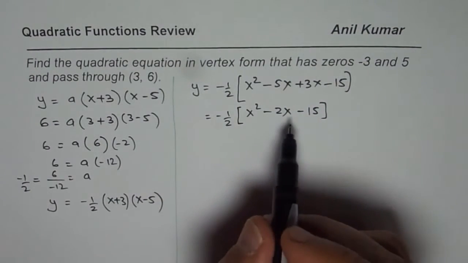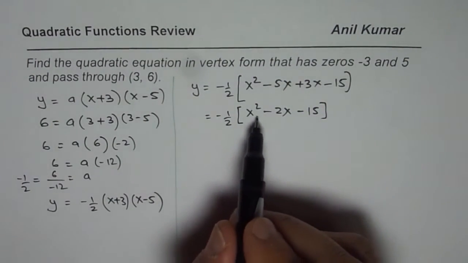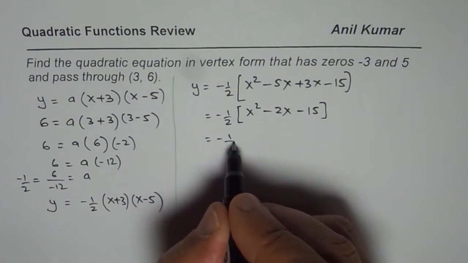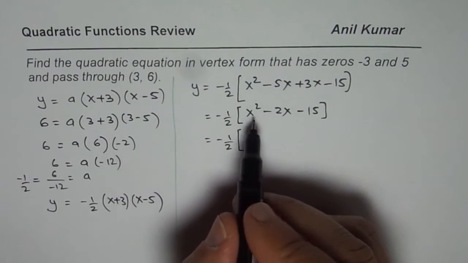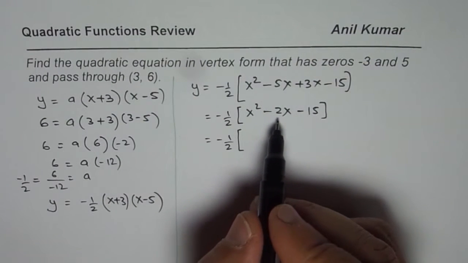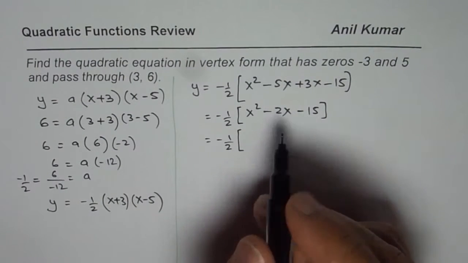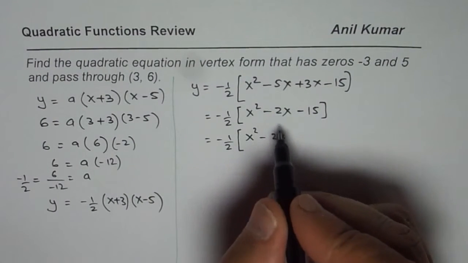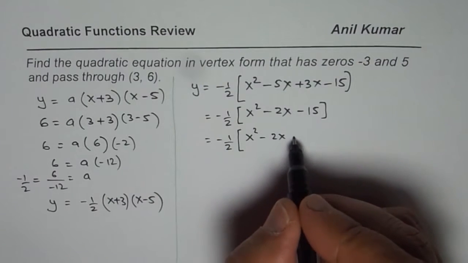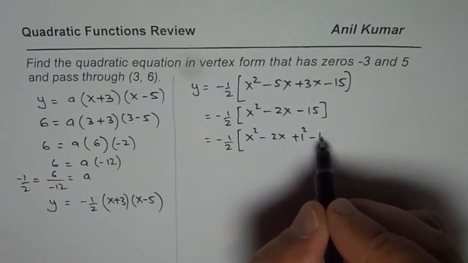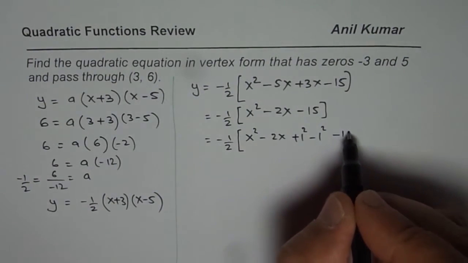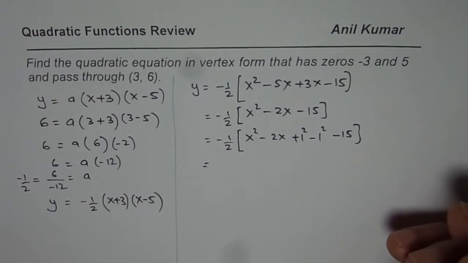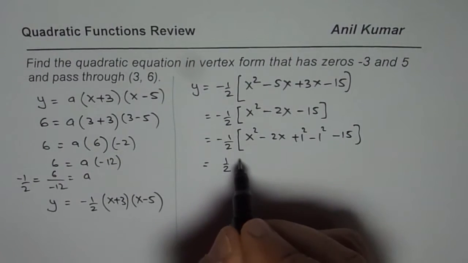Now what we need to do here is basically, for x squared minus 2x, let's keep minus half outside itself. Half of 2 is 1, right? So we will do x squared minus 2x, and half of 2, I should say, is 1. So we'll add 1 and subtract 1 squared, and we'll just keep minus 15 here itself for the time being. Normally we'll take it out, but there is no point. So we'll have minus half here.